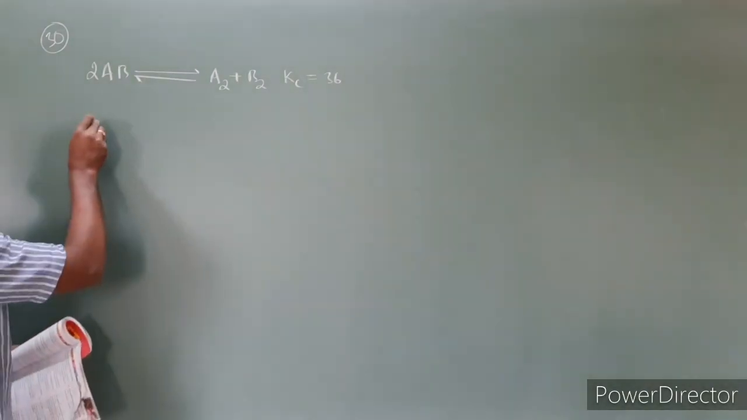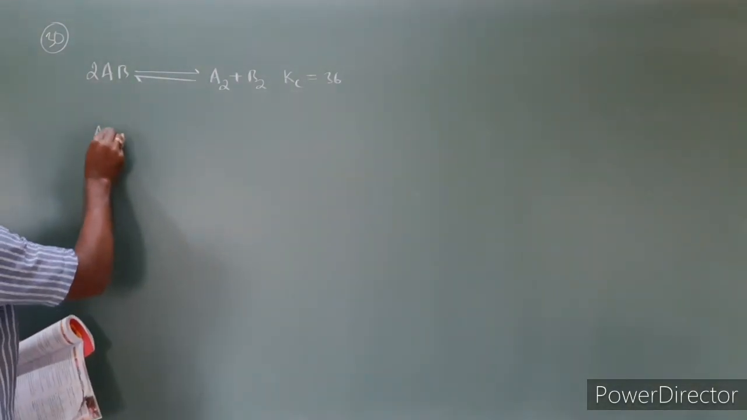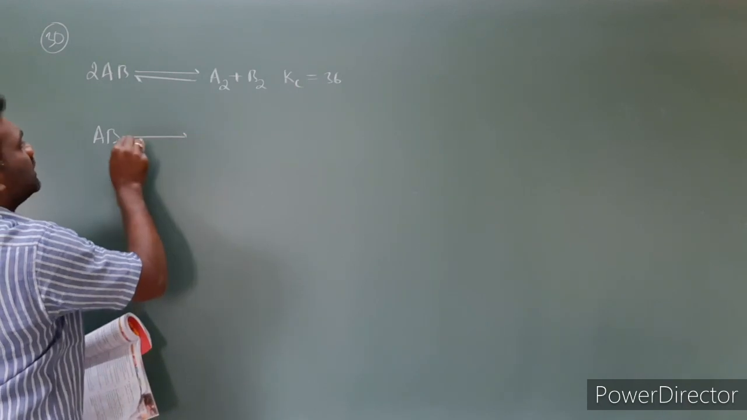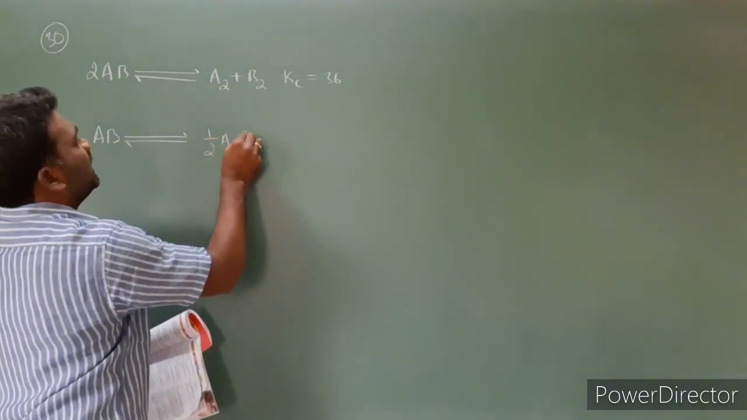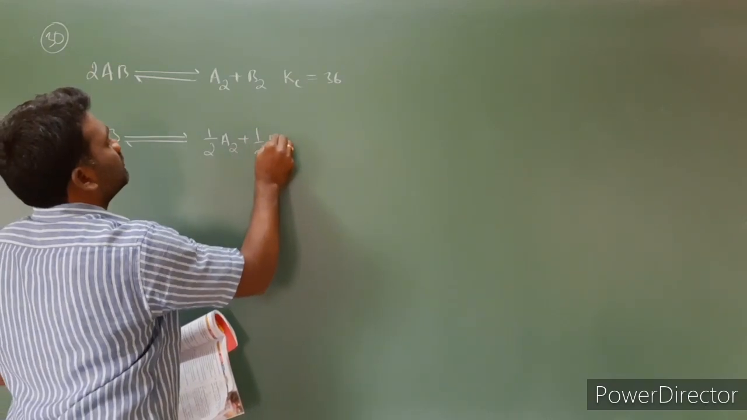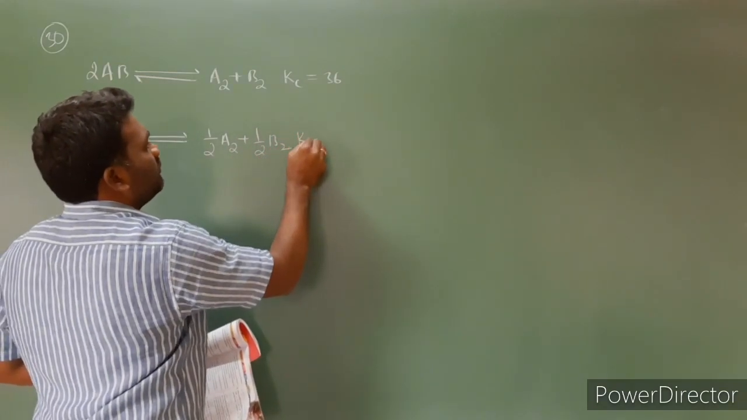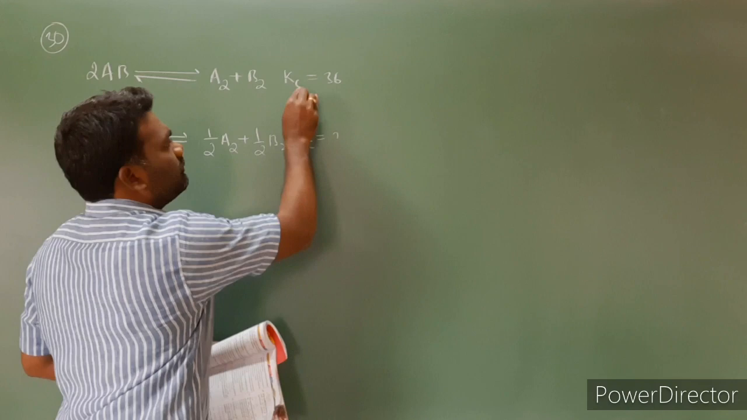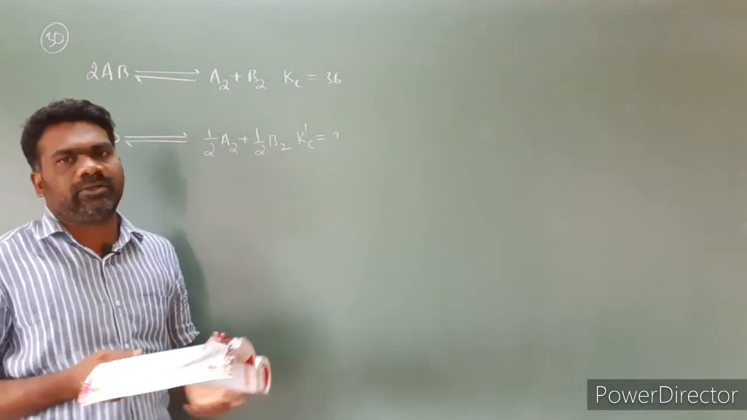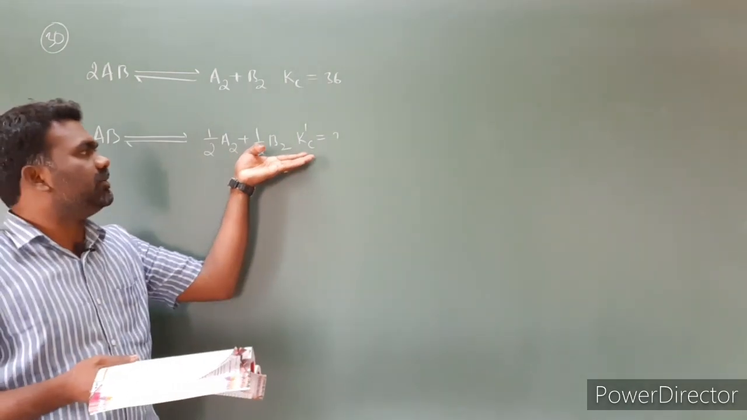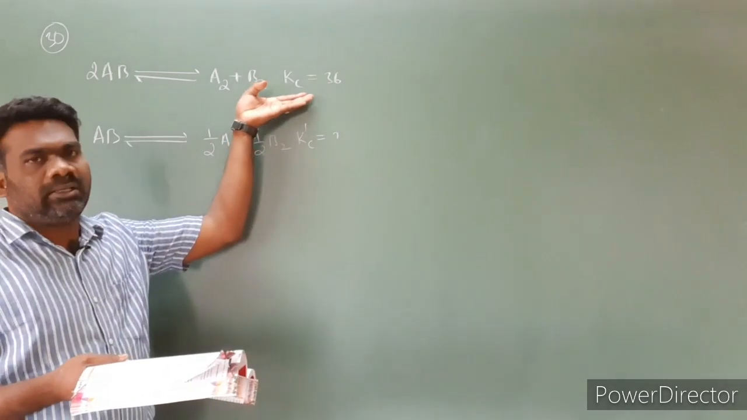Next, another equation is given: AB gives rise to half A2 plus half B2. So we have to find out Kc for this reaction. To differentiate, I am labeling it as Kc dash. So Kc dash we have to find out. We first have to find the relationship between Kc dash and Kc.